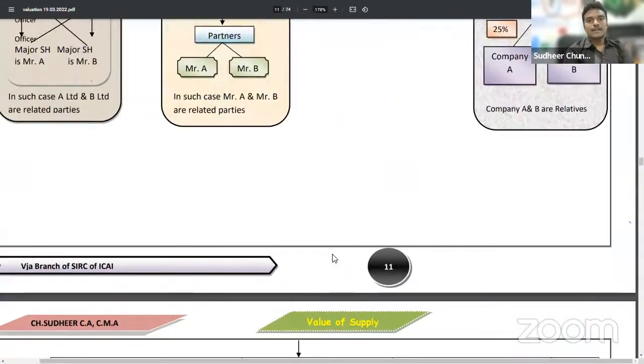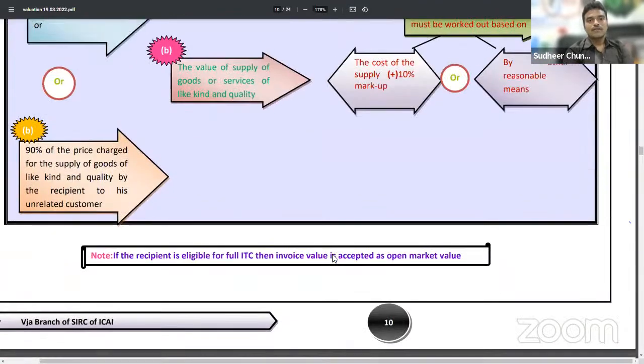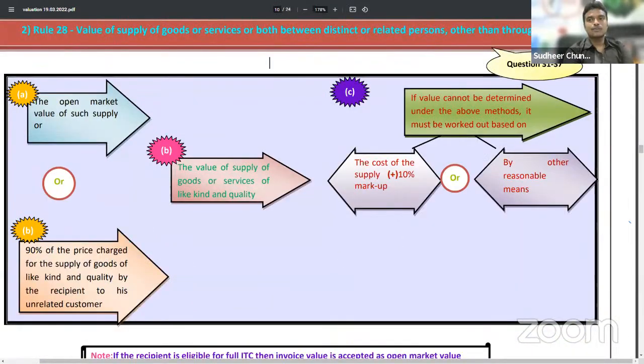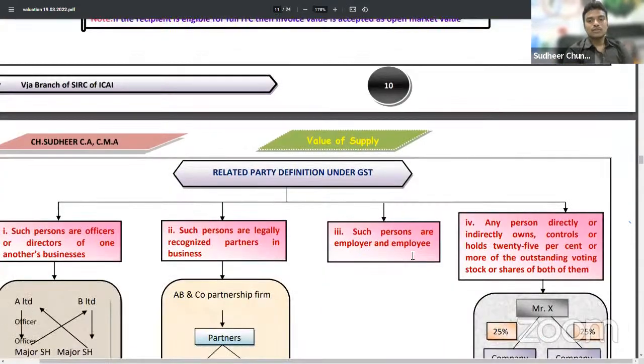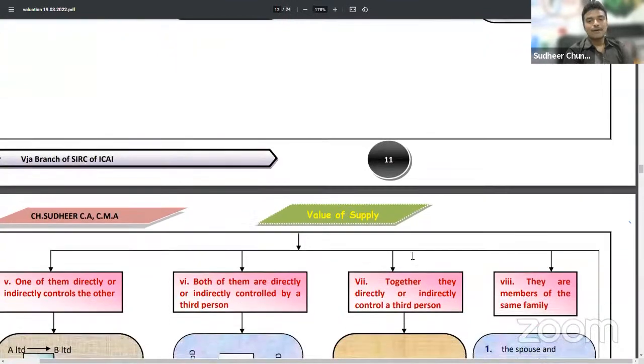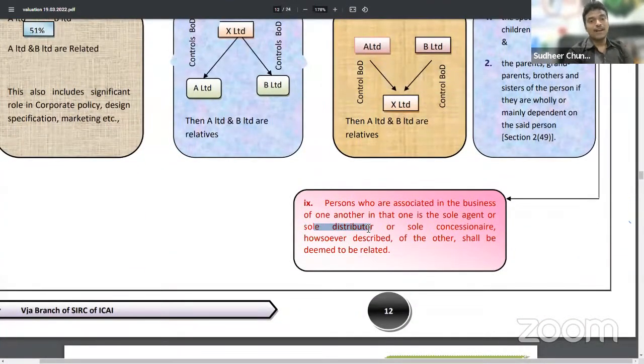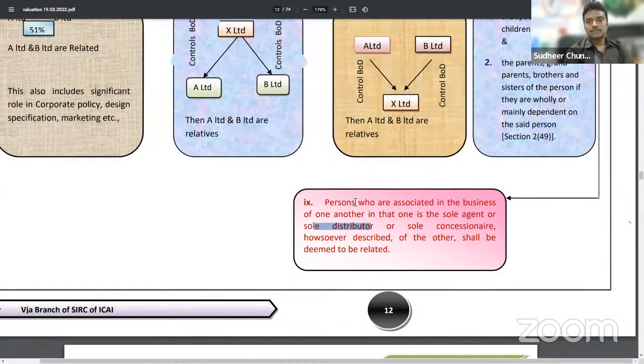So here what we need to consider for sole selling agent: rule number 28 considers other than through agent. Even though we sell through a sole selling agent, we have to take open market value as the preference, if we have only one agent. If you have many agents, then no issue. Okay, coming to the next one.